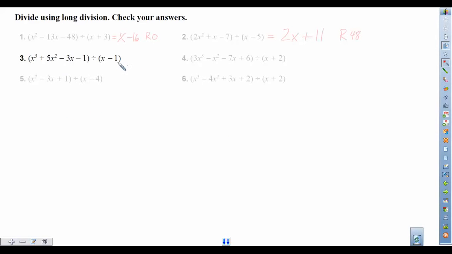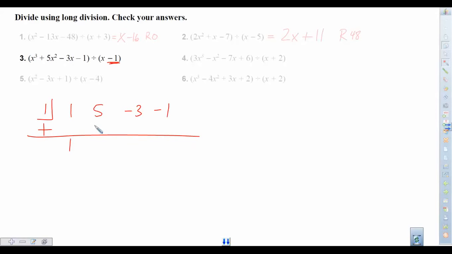Next problem, x minus 1, see then minus 1, opposite again. So a positive 1, coefficients, 1, 5, negative 3, negative 1, line, plus sign, add, multiply, 1 times 1, add that up, multiply, add those up, multiply, add those up, remainder. Okay, so this, now hey, notice this was a cubic polynomial. So that means this quotient right here with these 3 numbers, the 1, the 6, the 3, that's standard form for a quadratic. So we'd have 1x squared plus 6x plus 3 with a remainder of 2.